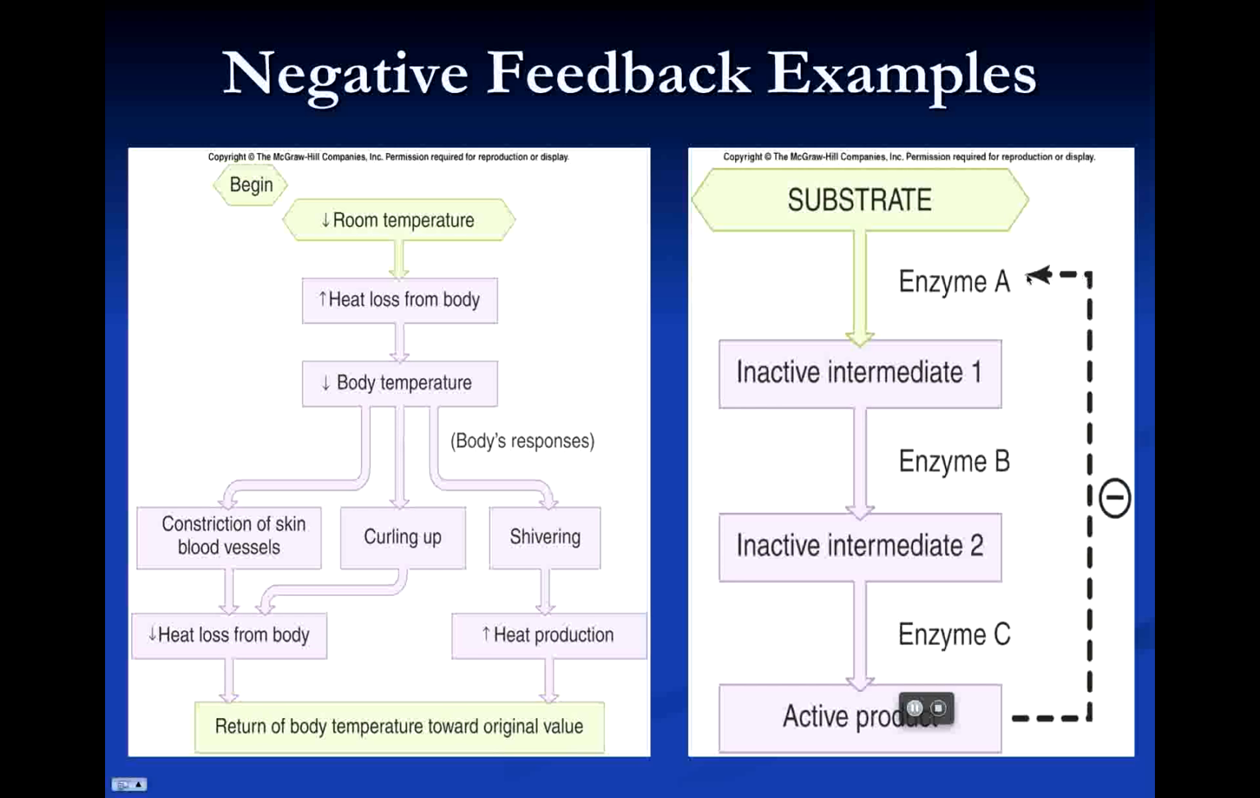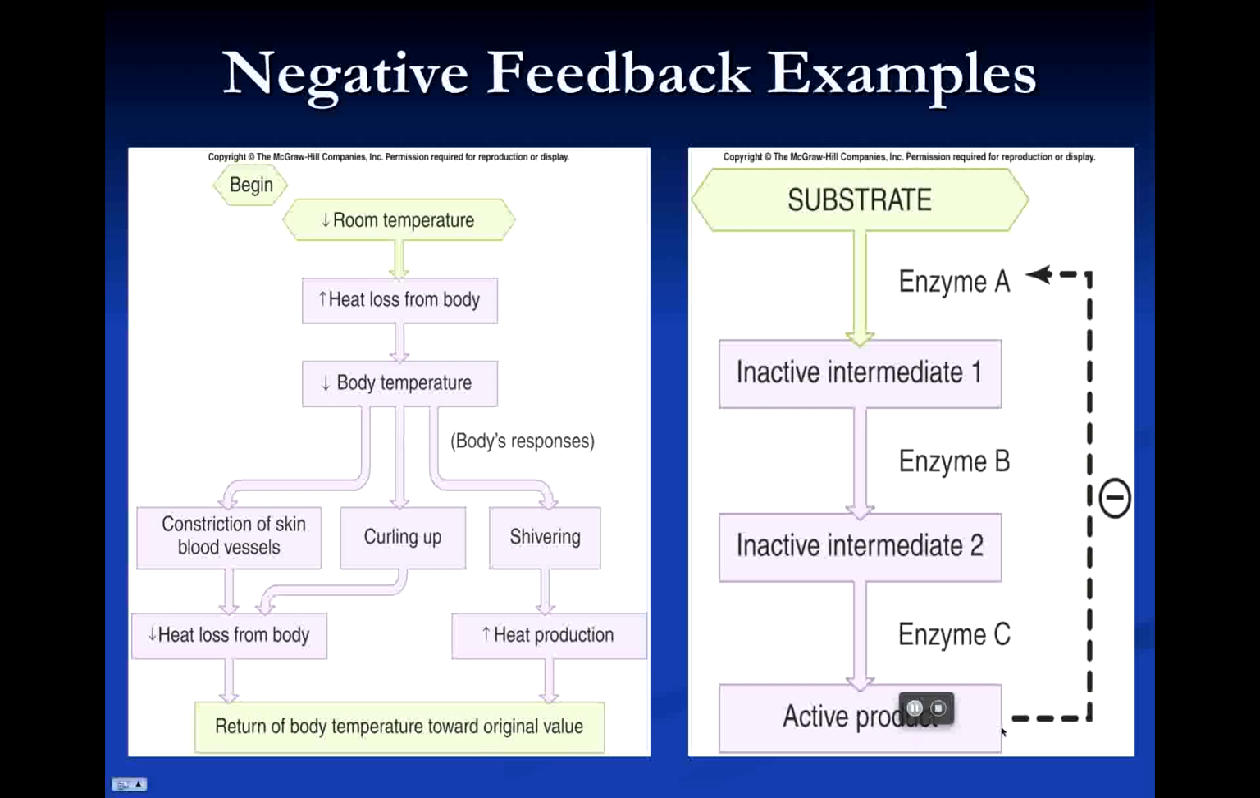The blood vessels of the skin will constrict or close down. You curl up into a ball, or you will hunch your shoulders over. And what those two responses do is they decrease the amount of heat lost from your body to the environment. And then also you may begin shivering. Shivering causes an increase in heat production. Decreasing heat loss and increasing heat production both will help return the body temperature towards its original value. So we originally had a decrease in body temperature, and we did things to increase body temperature.